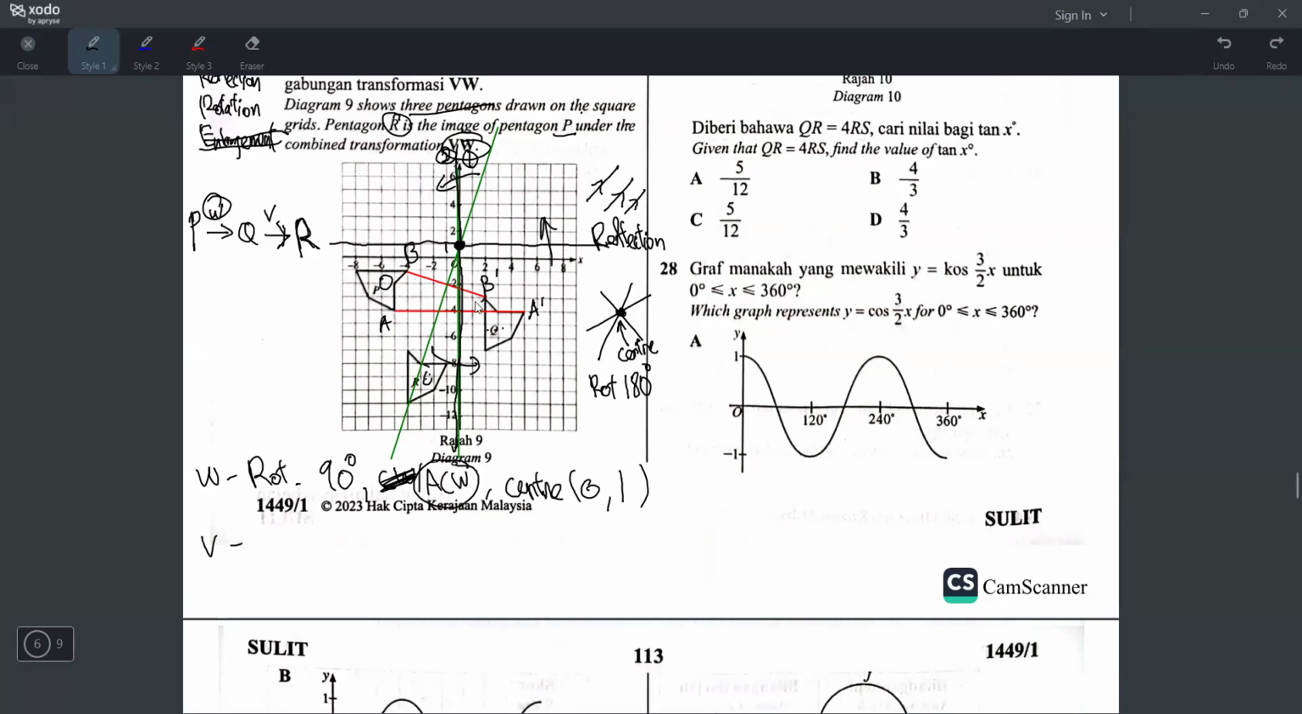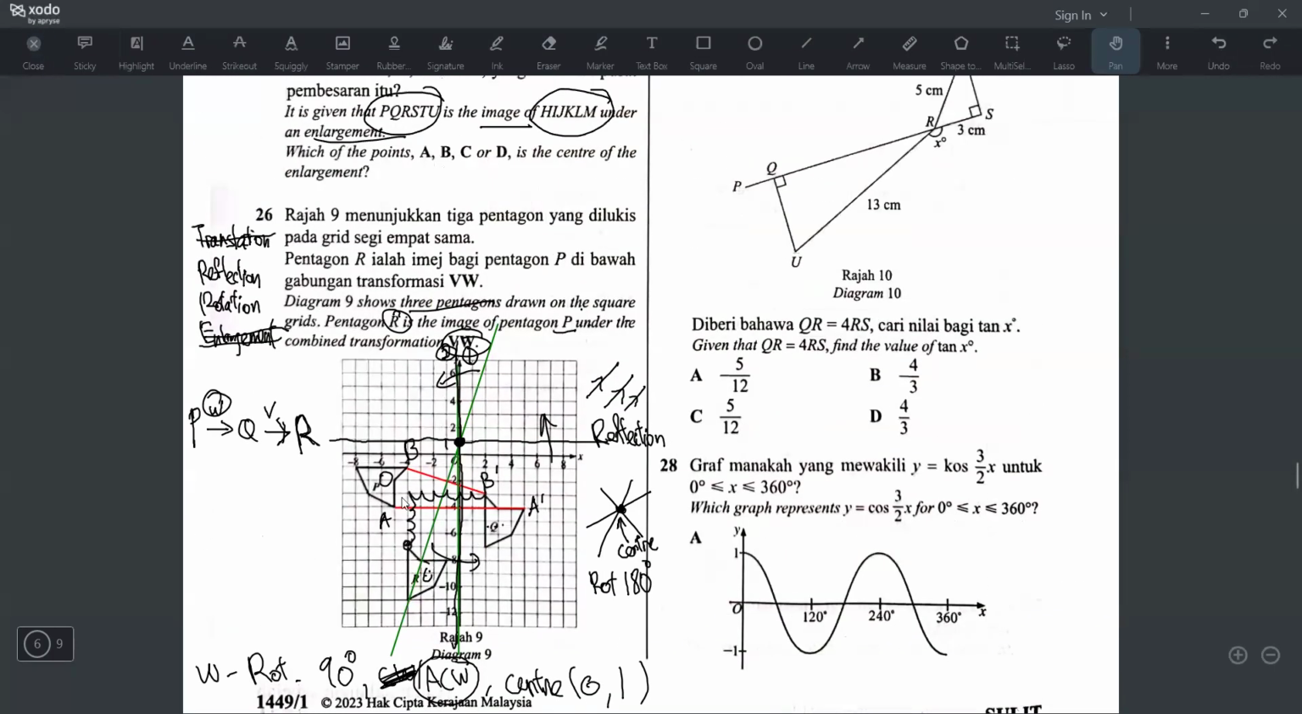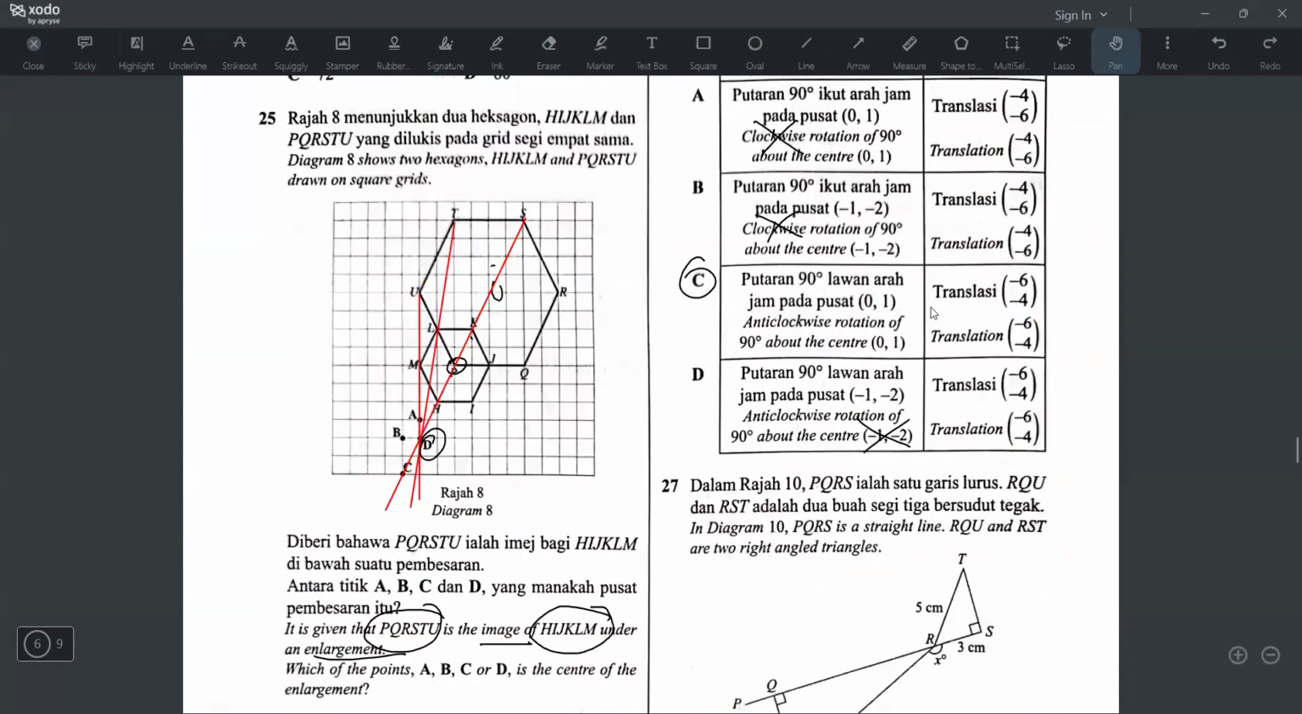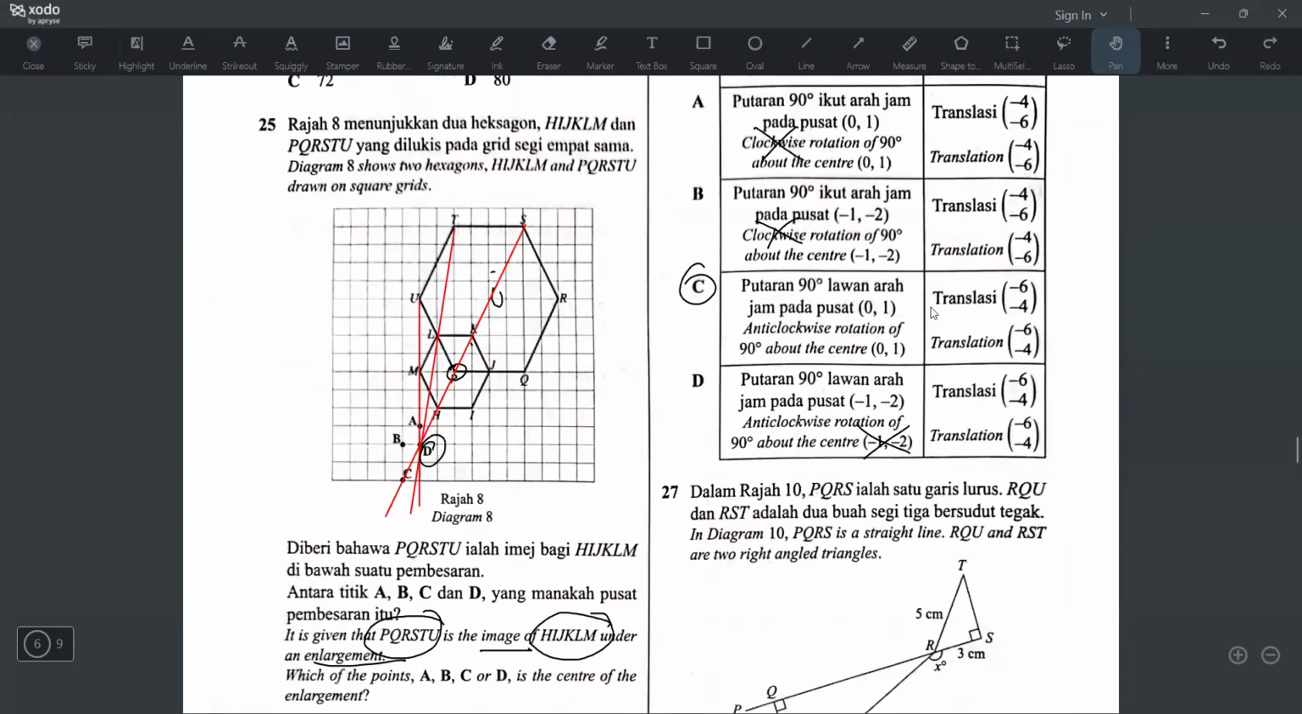So Q to R, you count 1, 2, 3, 4, 5, 6. 1, 2, 3, 4. So it is 6 to the left, 4 down. So -6, -4. Why negative? Because it's to the left. And the 4 is also negative because it's downward. So C is indeed the answer. Okay, done.